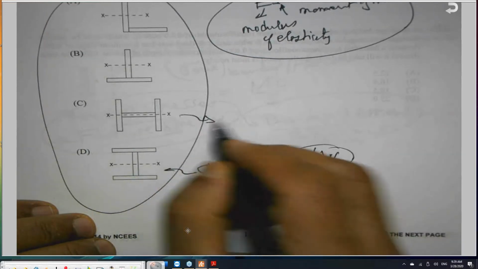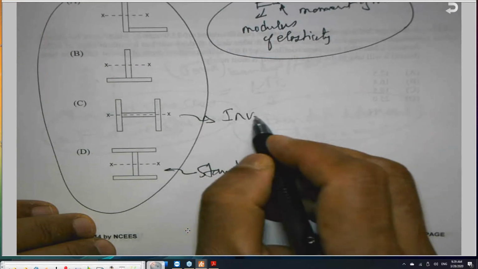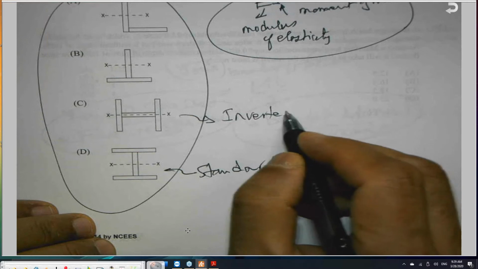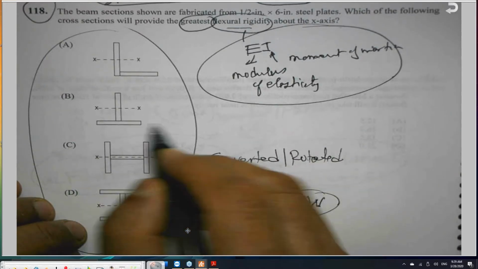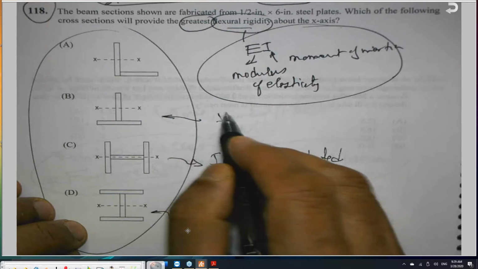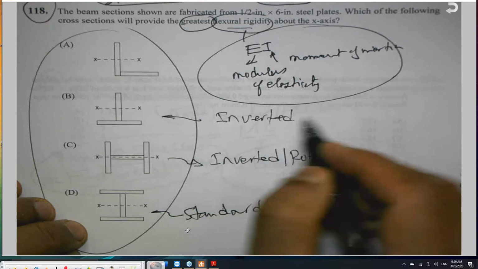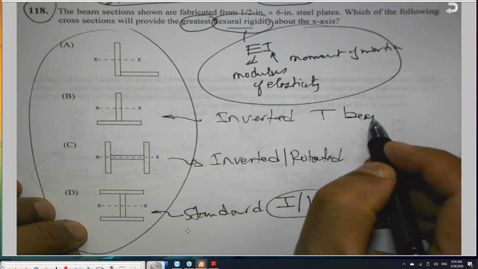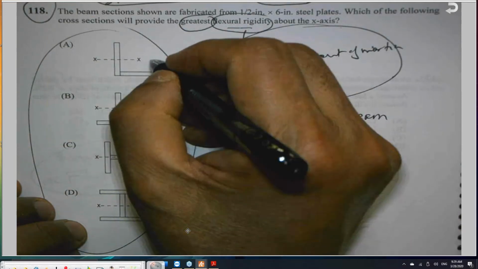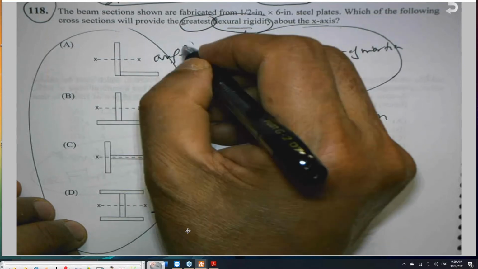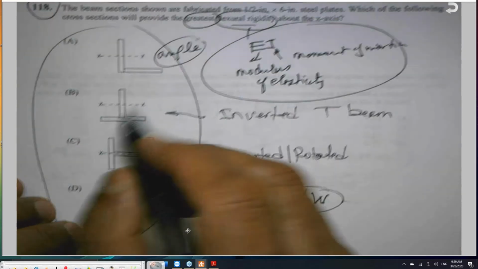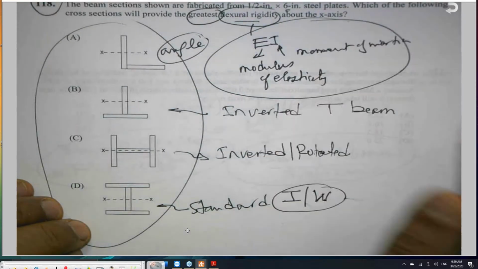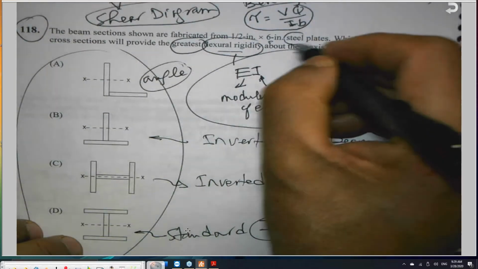This is the inverted one, or rotated, as some books call it. This is an inverted T beam, or T shape, and this is an angle. And he gave us the dimensions. It is a 1/2 inch thickness by 6-inch steel plate, all of them made of steel.